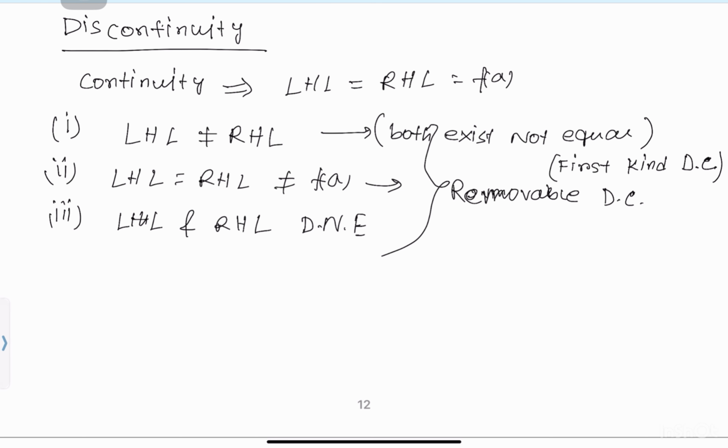Okay, and in the third case, one of the right hand limit or left hand limit does not exist. This is called the second kind discontinuity. Clear? Second kind discontinuity. I think that's clear. So there are three types of discontinuity.